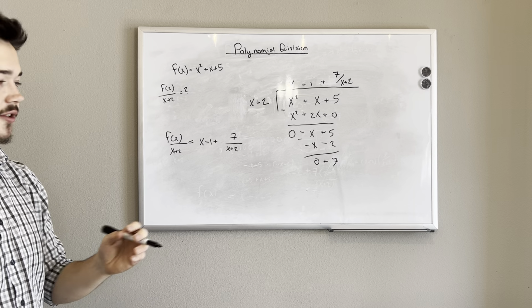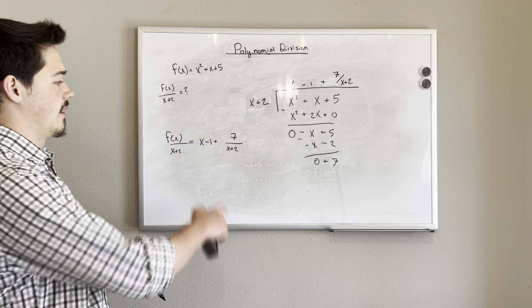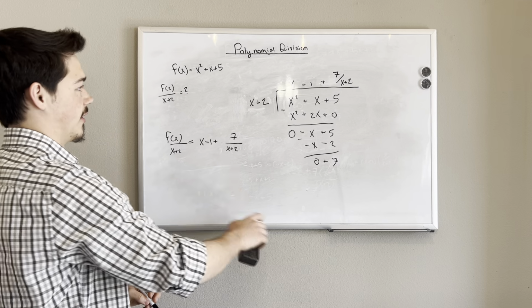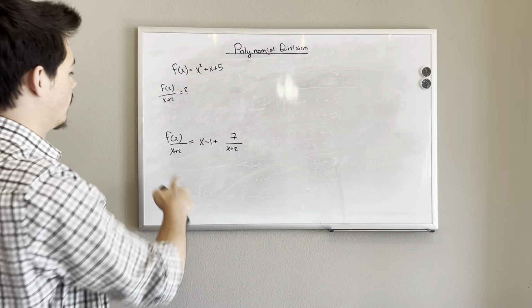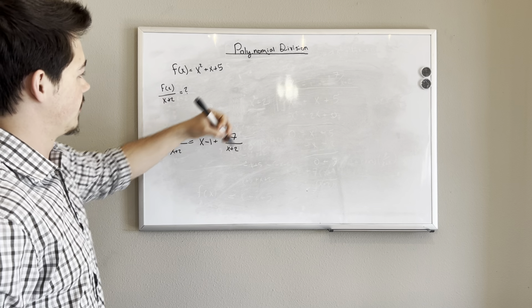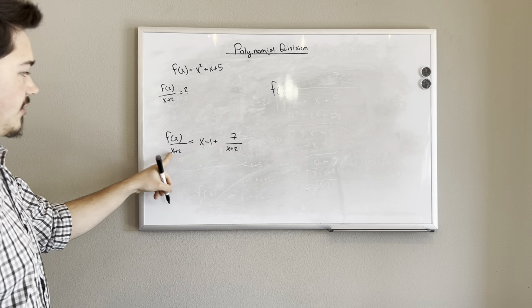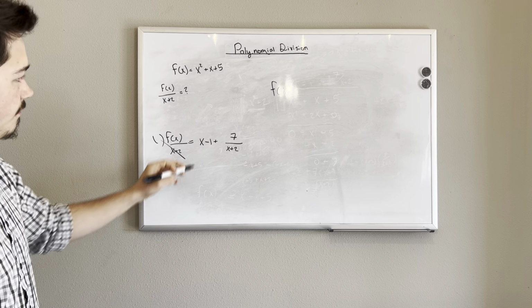And we can check that our answer is correct by multiplying both sides by the divisor here and hopefully getting the same value over here. So we can go ahead and do that. We'll multiply both sides by x plus 2. That'll give us f of x on the left because it's just divided and multiplied by the same term, and those will cancel out.